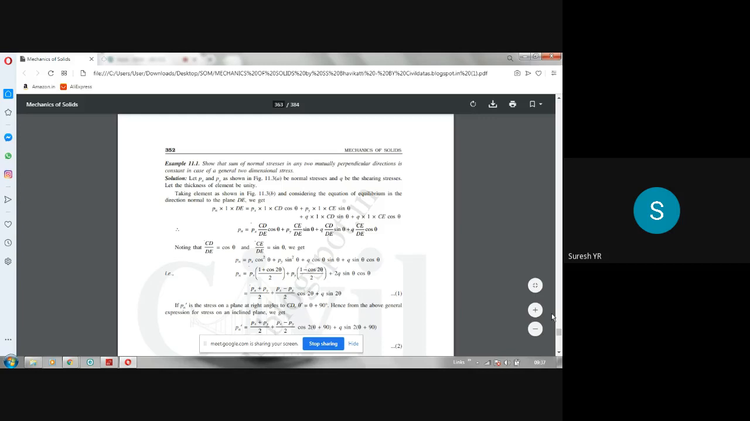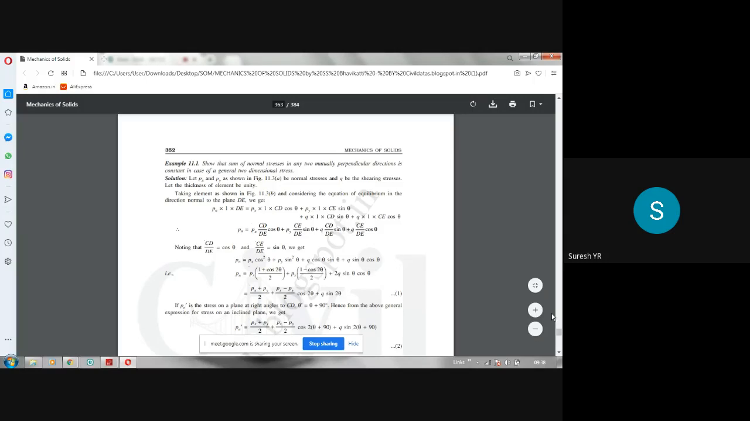Then tan 2 theta is equal to 2q by px minus py. That formula we use to find the direction of principal planes. You will have two values of theta there, with a difference of 90 degrees. Suppose you get one value theta equal to 45 degrees, the other value will be 45 plus 90, that is 135 degrees. So two principal planes will be there. On one plane, major principal stress will act. On the other plane, minor principal stress will act. That is P1 and P2. That's what we have discussed.